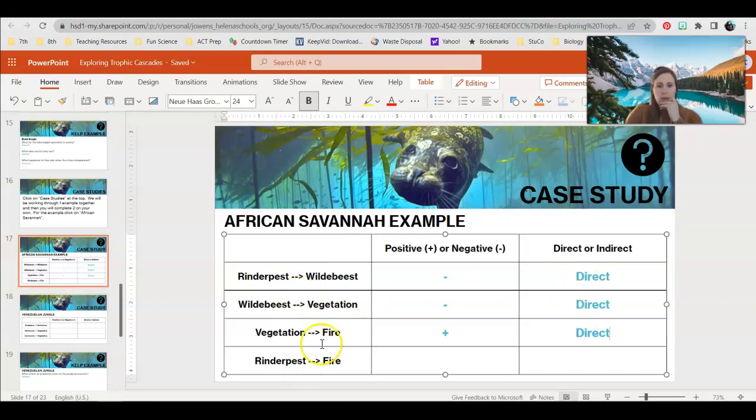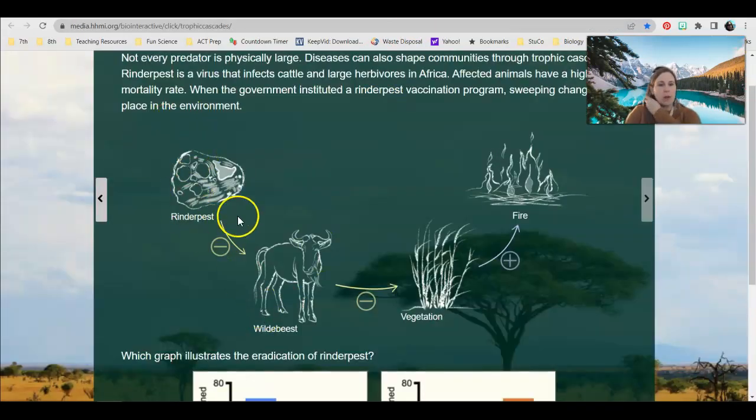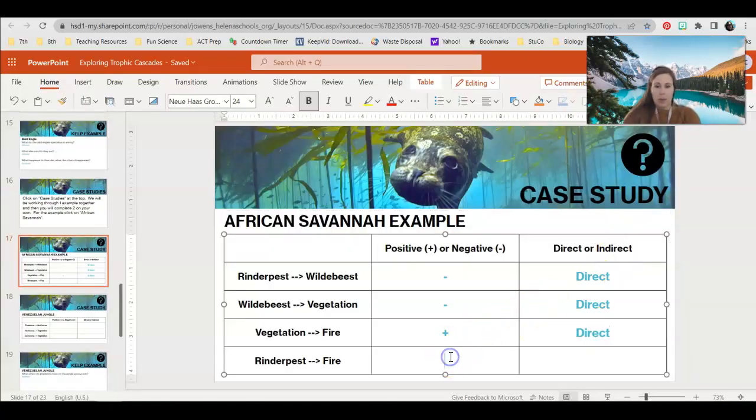Okay, and then let's take a look at the rinderpest and the fire. So if we have more rinderpest, we're going to have less wildebeest. If we have less wildebeest, we're going to have more grass. And if we have more grass, we're going to have more fire. So rinderpest means that we're going to have more fires. Okay, so with that being said, this would be a positive thing for the fires. So rinderpest to fires is a positive, but that's going to be indirect because the rinderpest only directly affects the wildebeest, not the actual fire itself, as a virus can't infect a fire.